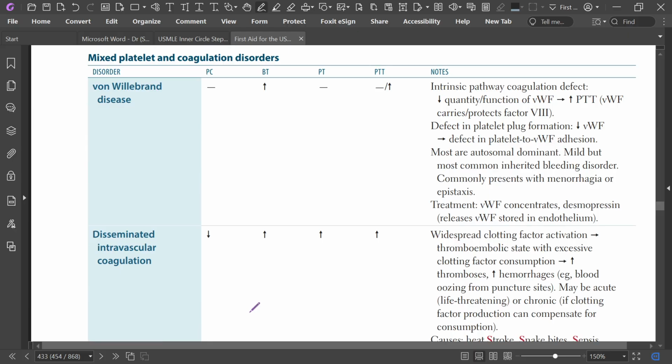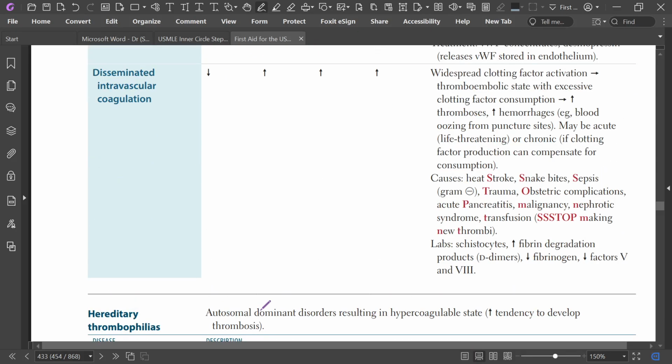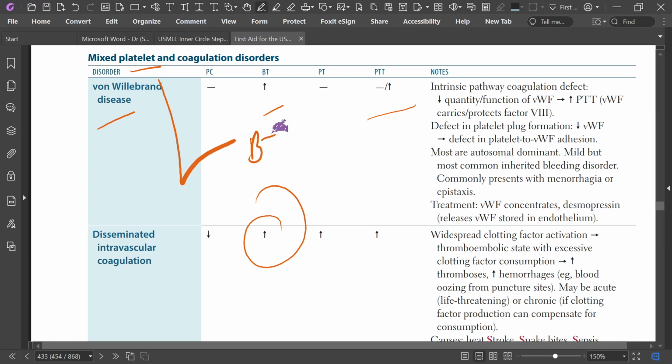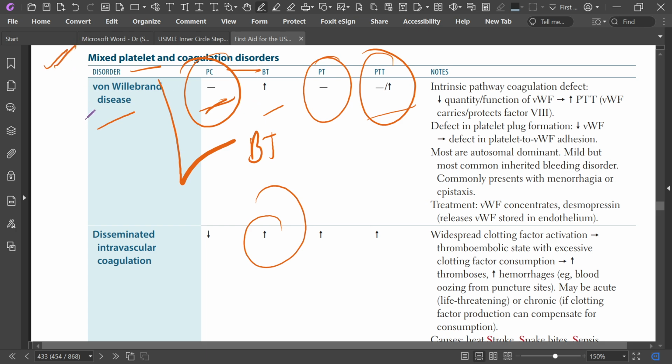Finally, the mixed platelet and coagulation disorders: von Willebrand disease and DIC. In von Willebrand disease, PTT is high and bleeding time is high. In DIC, platelet count is low and bleeding time is high, as it is a mixed platelet and coagulation disorder. We have already seen that platelet disorders increase bleeding time, and coagulation disorders affect the PT and PTT. So platelet disorders go with bleeding time as well as platelet count, but coagulation disorder is PT-PTT.